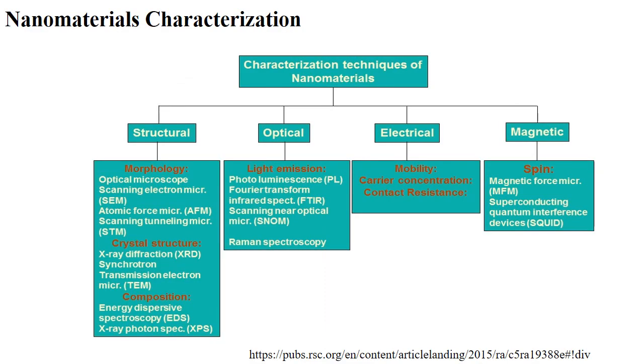There are different characterization tools available to study the structural, optical, electrical, and magnetic properties of nanomaterials. For morphology analysis, electron microscopes are used. For crystal structure analysis, XRD is used.